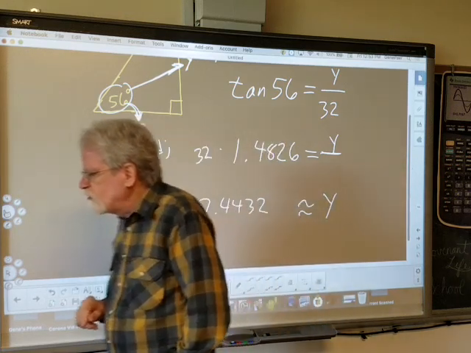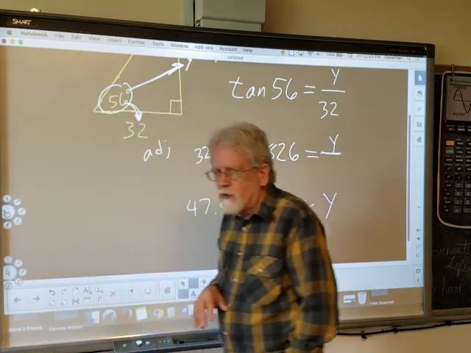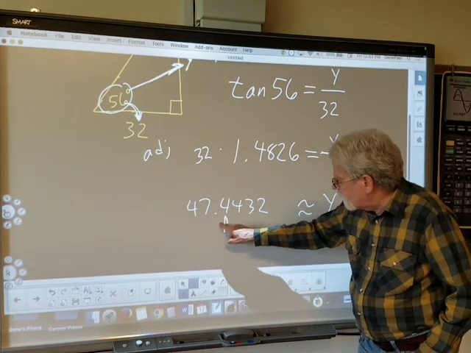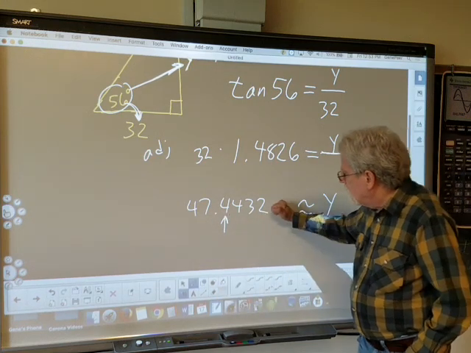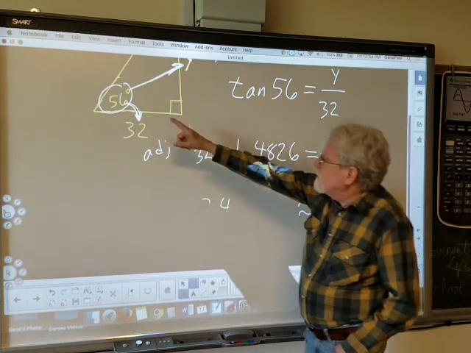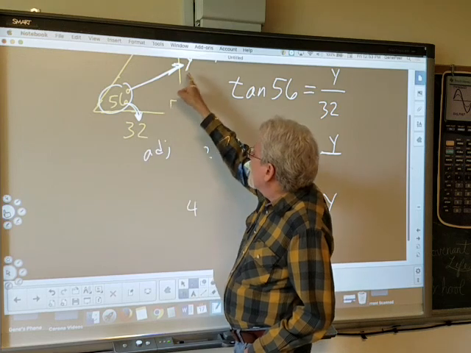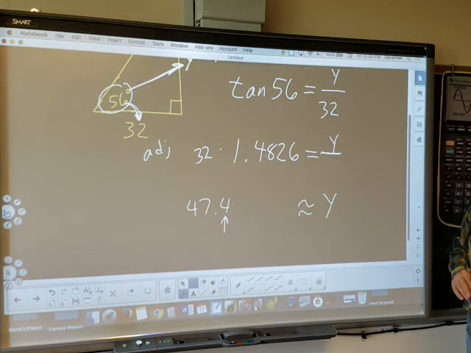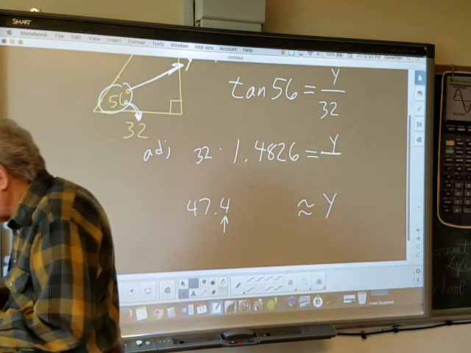But the book will usually, and on the test you'll usually be asked to round it to the nearest tenth. To the nearest tenth, that's the tenths place, we would just call it about 47.4. So if we have a 56-degree angle, and this leg is 32, then the opposite side will be about 47.4. It's not a bad process, is it? No, it's not.